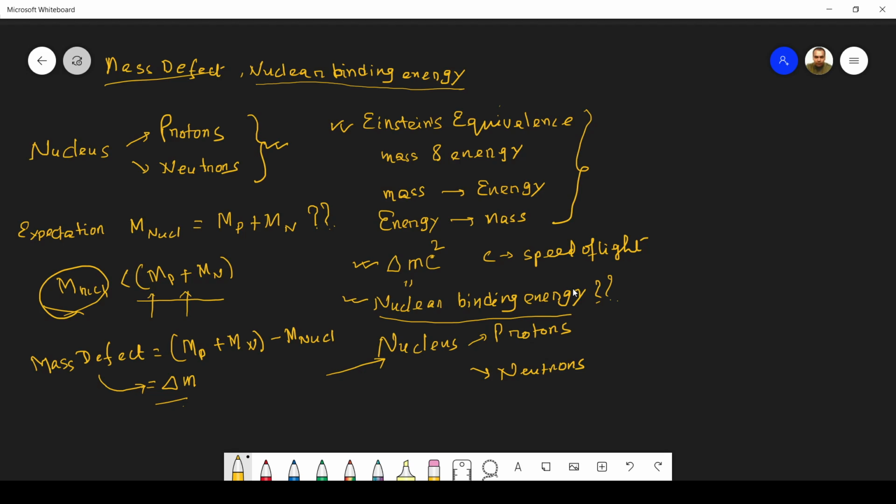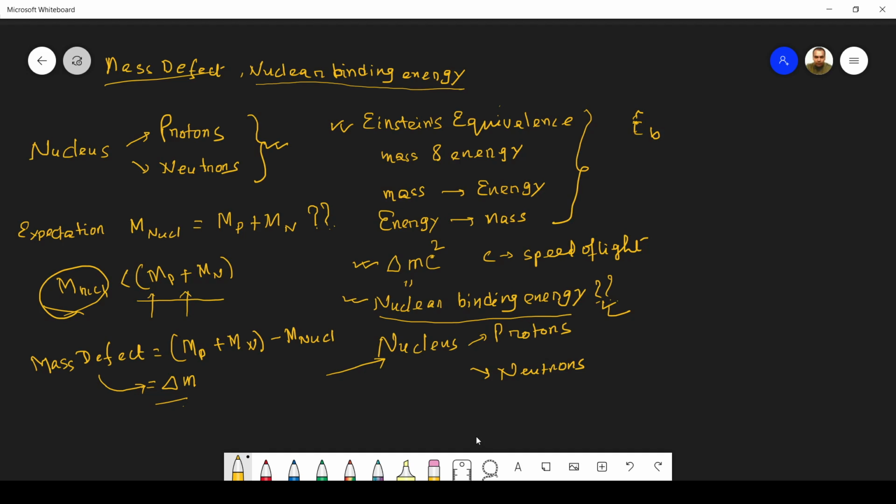So basically that is the nuclear binding energy. Or simply, if we have to separate a nucleus into its constituents, how much energy is required? That is the nuclear binding energy. Nuclear binding energy is generally represented by E sub B. E_B, nuclear binding energy.